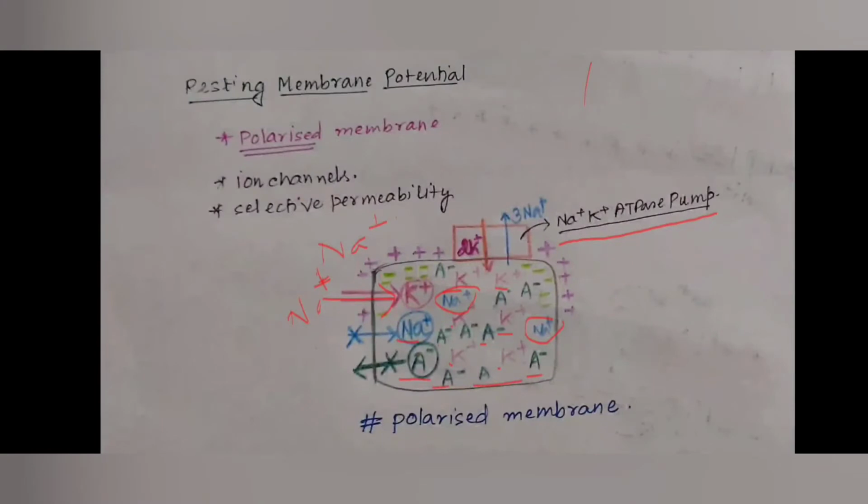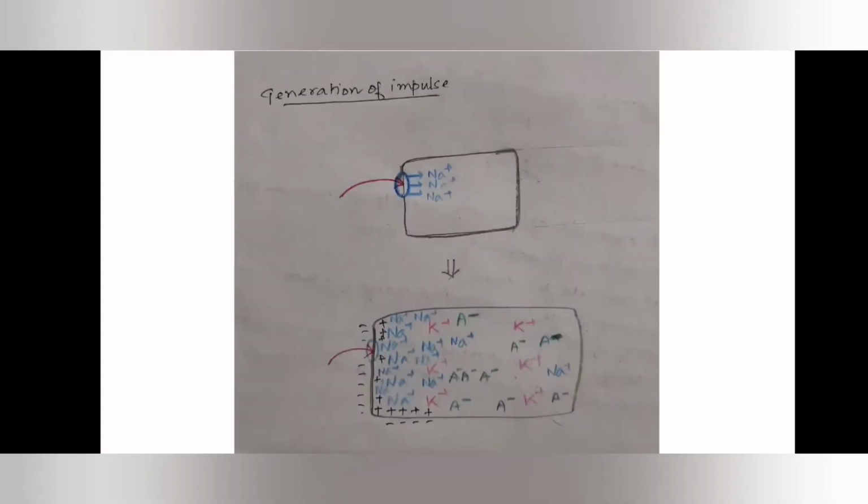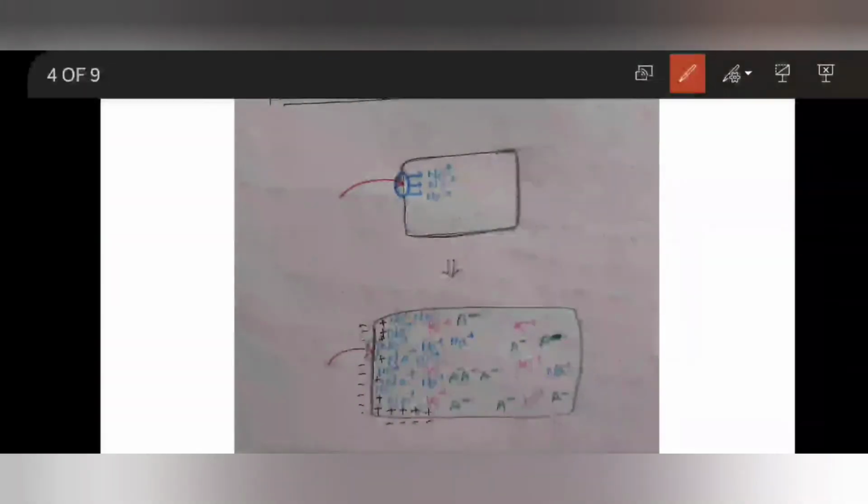अब हम क्या देखेंगे? अब हम जाएंगे the generation of impulse. So, the scenario of the exoplasm is clear to us. अब क्या होता है?